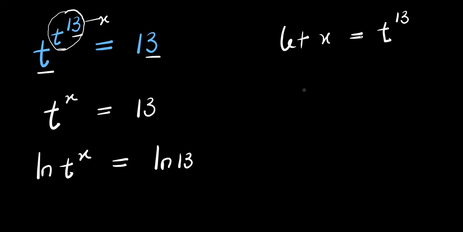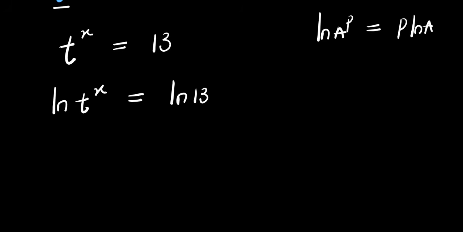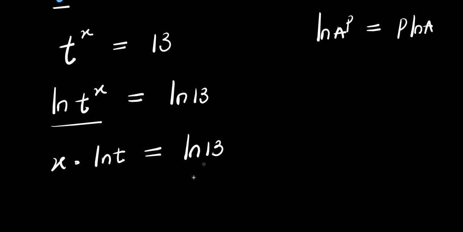Now, if you have natural log of a power p, this equals p times natural log a. So that means at this point, we will have x times natural log t equals natural log 13.